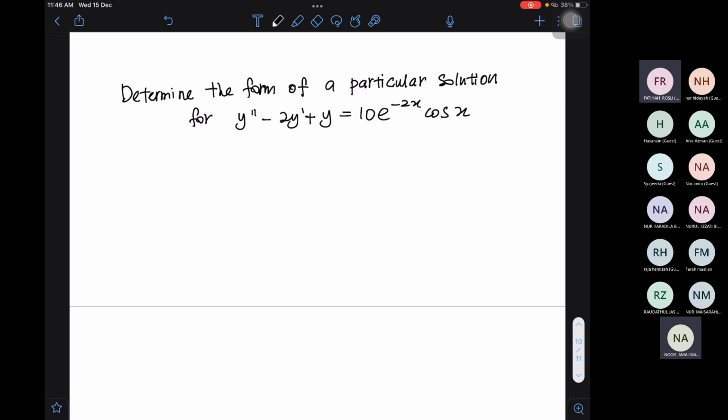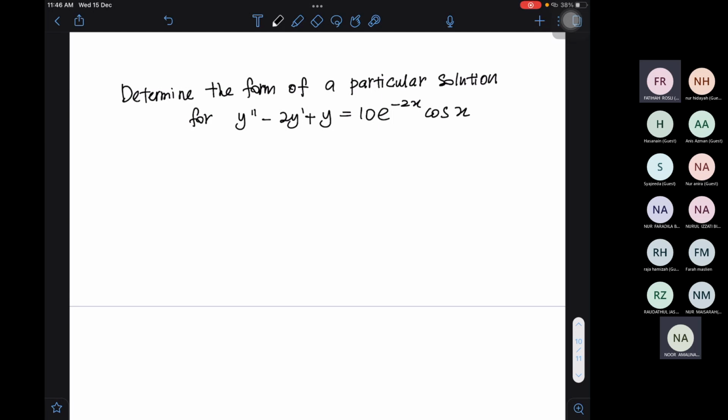Cuba buat soalan ni. Okay, determine the form of YP. Tak perlu selesaikan, cuma nak cari the form of YP for y double prime minus 2y prime plus y sama dengan 10 eksponen negatif 2 at cos x. Cuba buat. Okay, nanti kita akan bincangkan jawapan dia. So, selain daripada yang ini, awak boleh buat latihan 4.5 dalam buku ordinary ODE yang saya share dengan awak sebelum ni. Kalau tak faham ataupun nak check jawapan, boleh tanya kat saya.